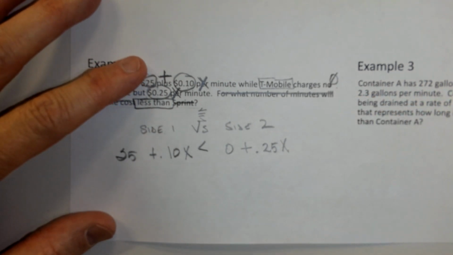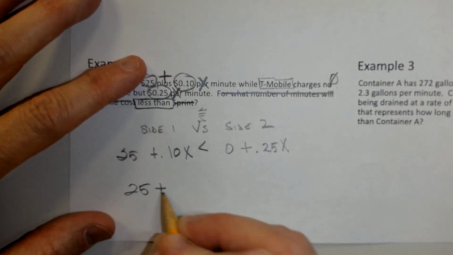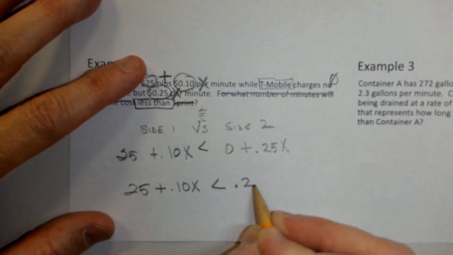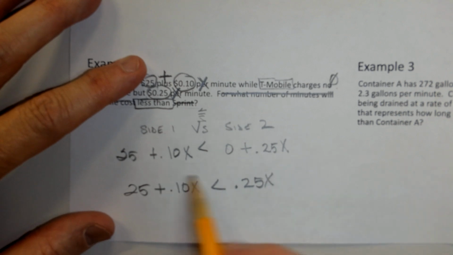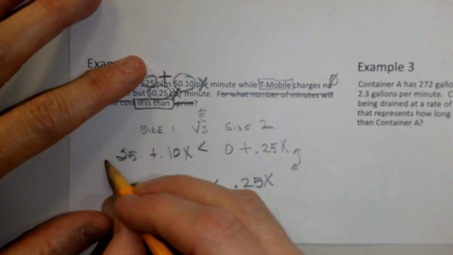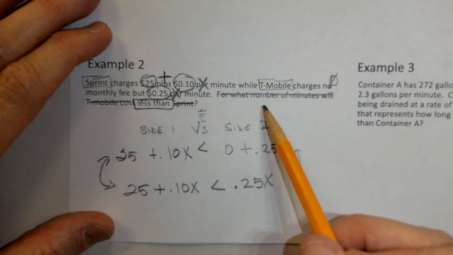So I just want to point something out. This is probably how you're going to see this written. Because we don't have to write the 0. We can just write it just like that. These are the same thing. We just don't have to write the 0 because the 0 is just there to help us model from the words. Okay?